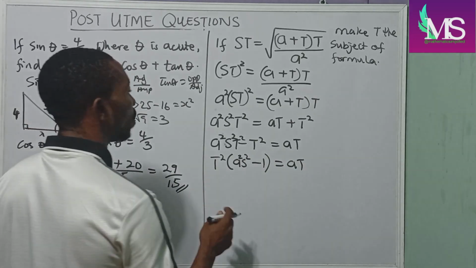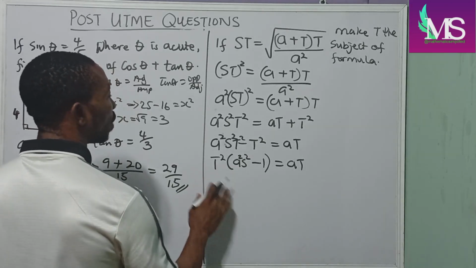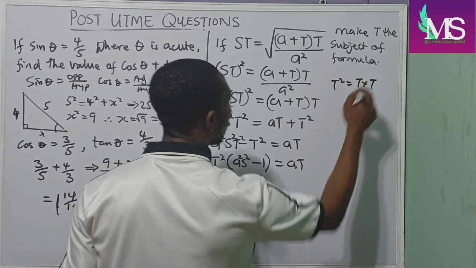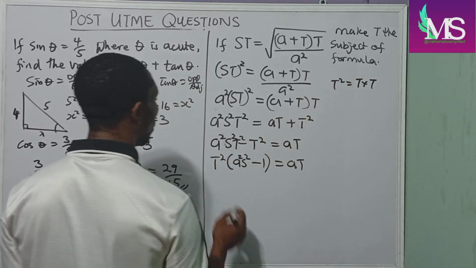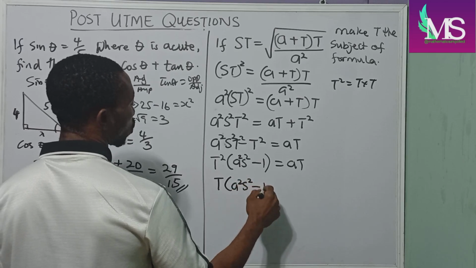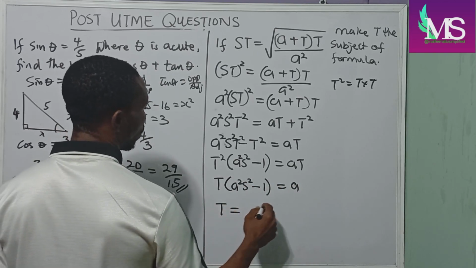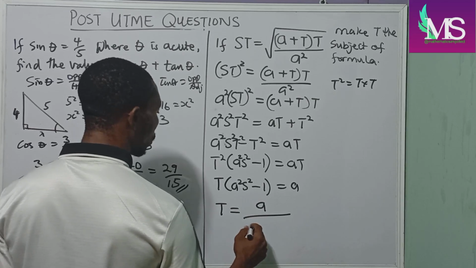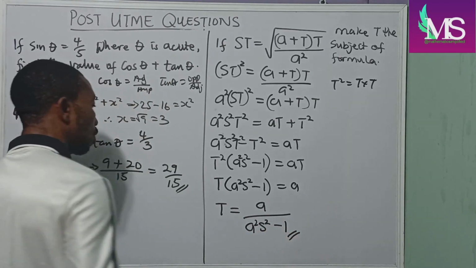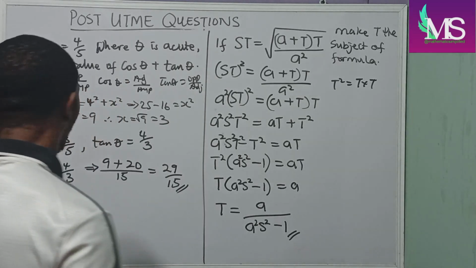Okay, having it this way, we can divide both sides by t, since we know that t squared is t times t. So this becomes t bracket a squared s squared minus 1 equals a. So t will give us a all over a squared s squared minus 1 as our answer. So with this, we've made our t the subject of formula.